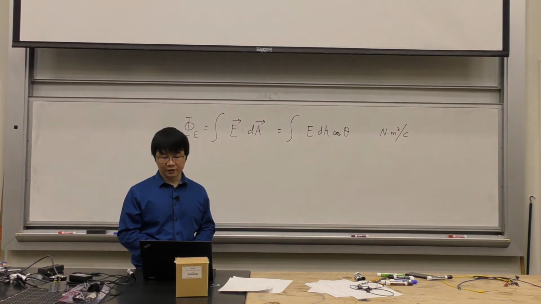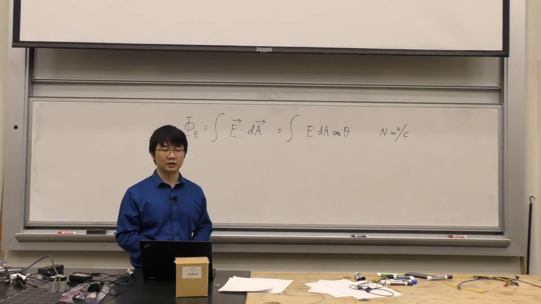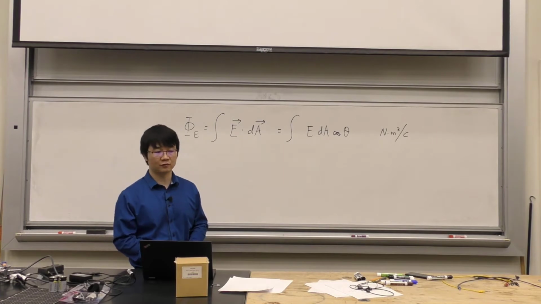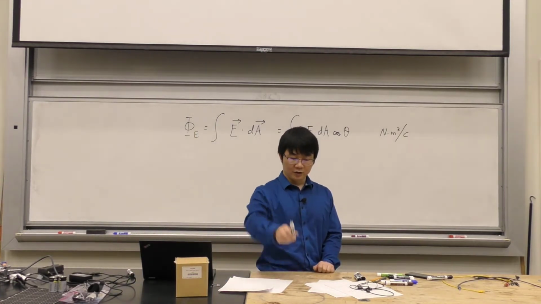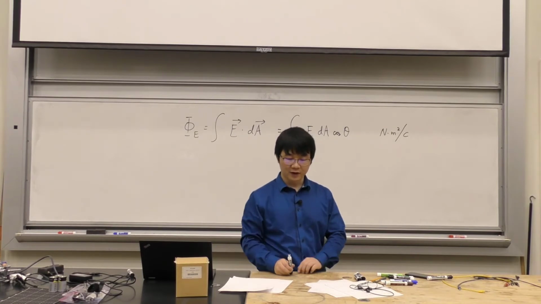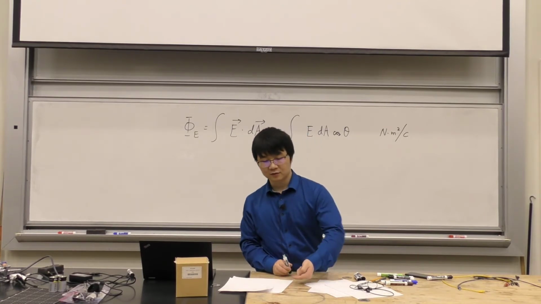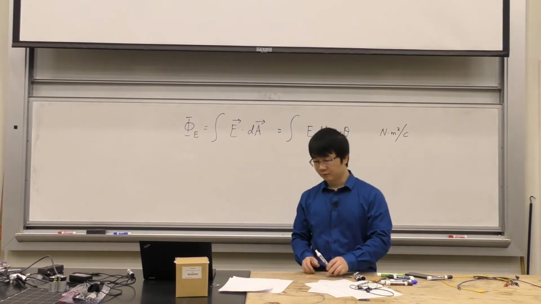So you should be careful. A lot of people would pick the theta angle between the electric field and the surface. For example, if I have an electric field in this direction, a lot of people would pick the theta angle as this, and then the surface, they would pick this angle.